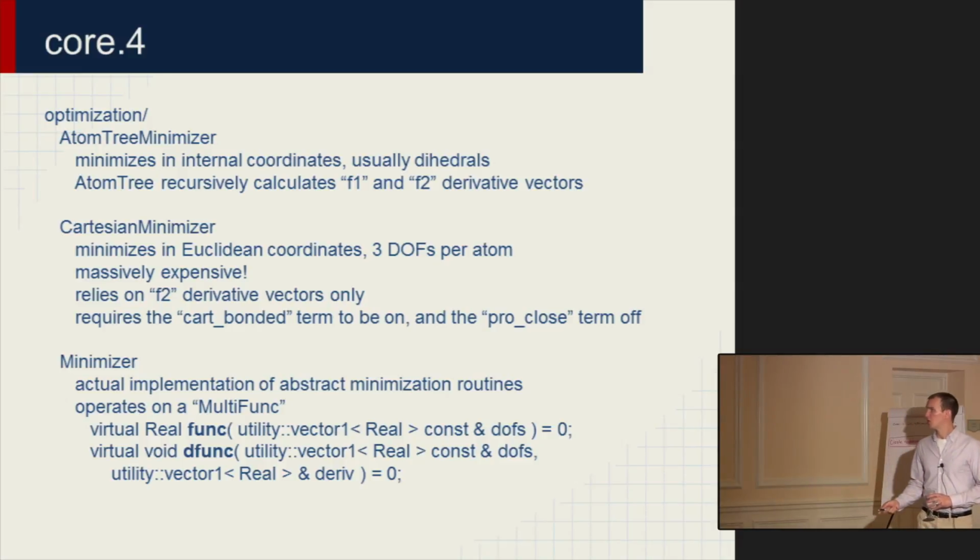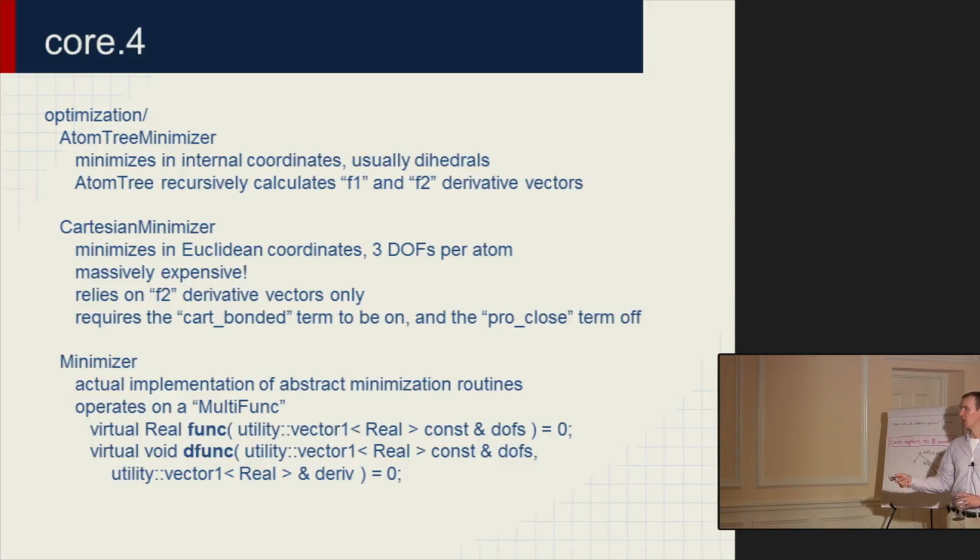In core 4, there's also the optimization. There's the atom tree minimizer, which you've used last night. There's also the Cartesian minimizer. The difference has to do with the number of degrees of freedom in the system. The atom tree minimizer mostly optimizes dihedrals, just usually phi, psi, omega and the chi angles along the backbone. And it relies on the energy methods to calculate F1 and F2 derivative vectors. This will be the subject of the last lecture on Friday, so I won't say anything more about them now.